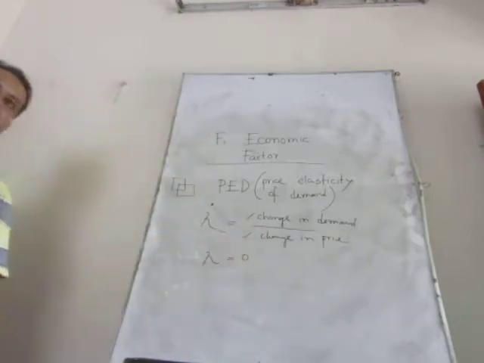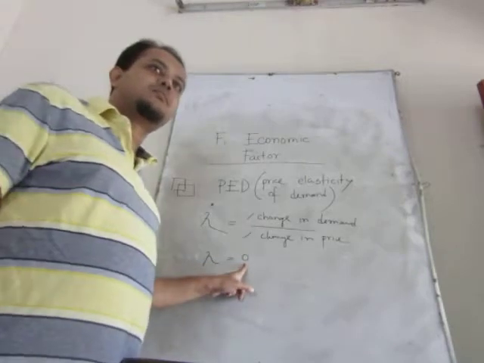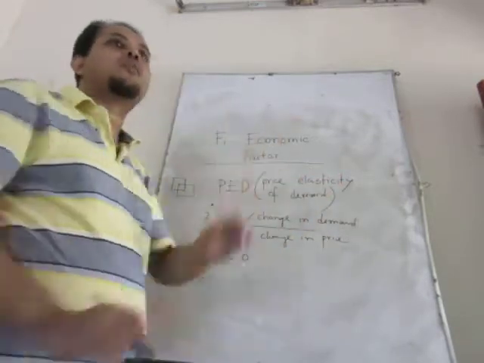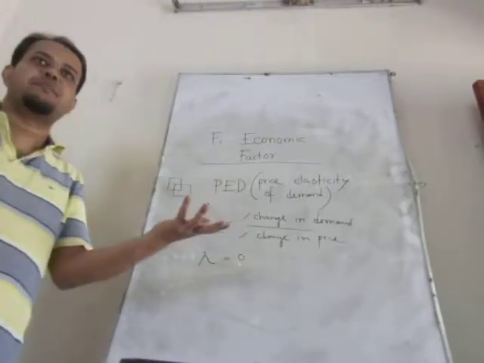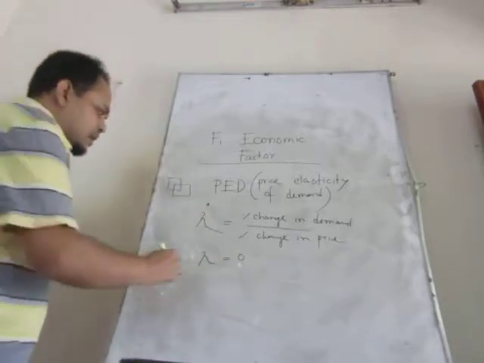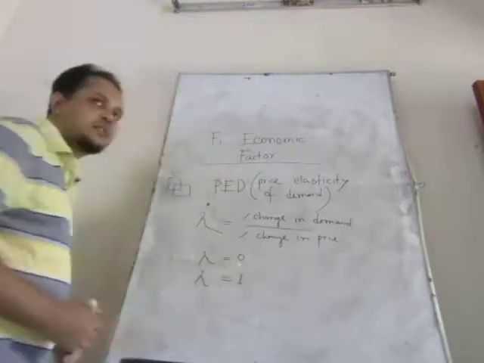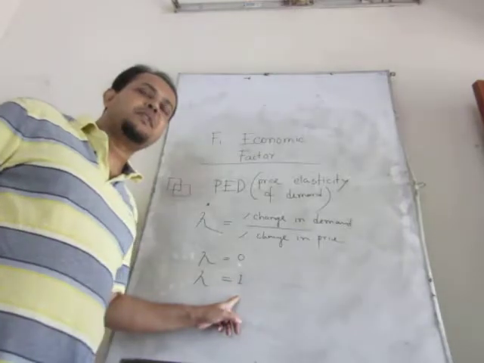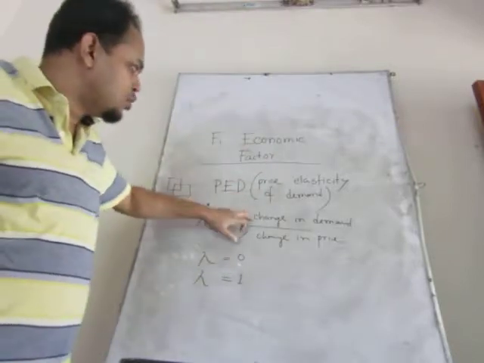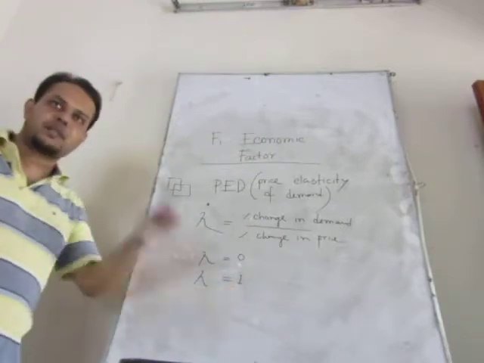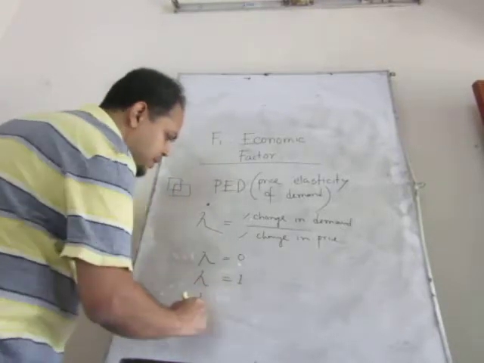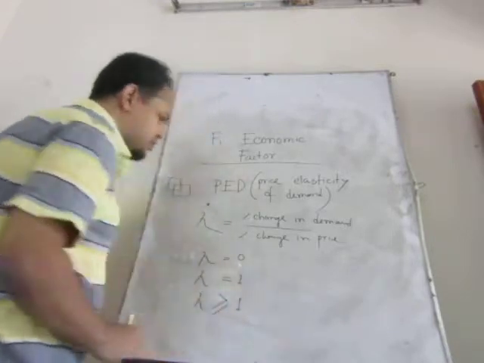This lambda may be 0. When the lambda is 0, that means a change in price will not affect the quantity demanded of a specific product at all. That means there is no relationship between price and demand. Clear? Then lambda is 0. Then this lambda may be 1. That means the amount of change in price and the amount of change in quantity are the same. That's why when numerator and denominator are the same, lambda becomes 1. Then lambda may be more than 1.